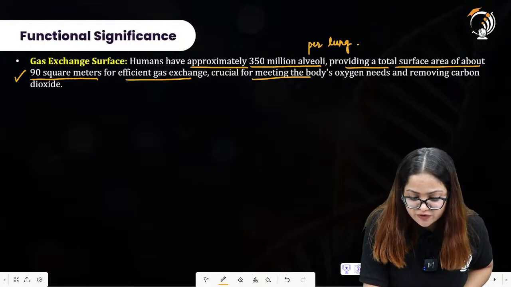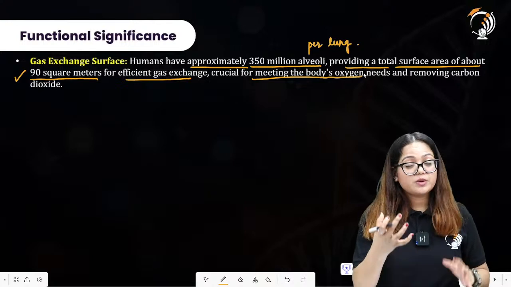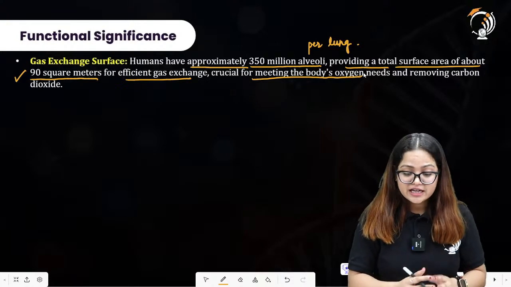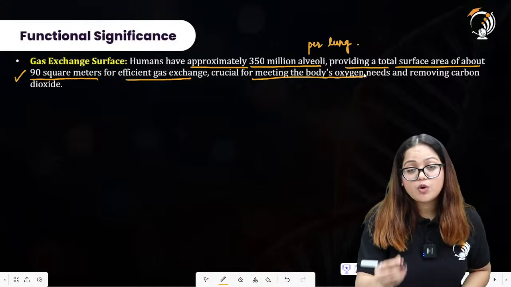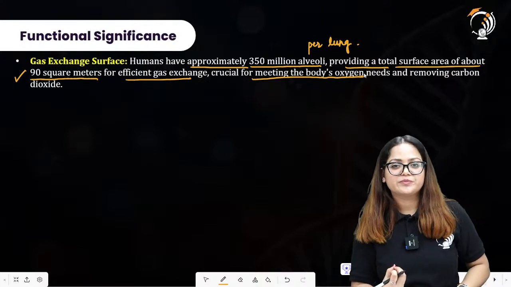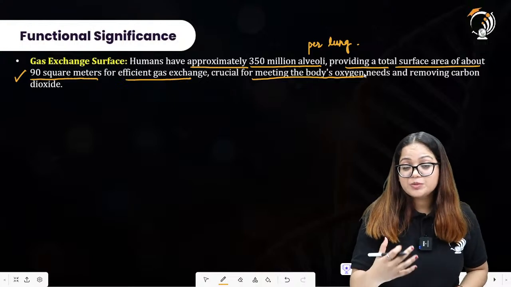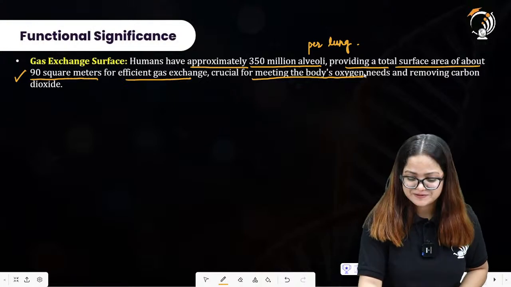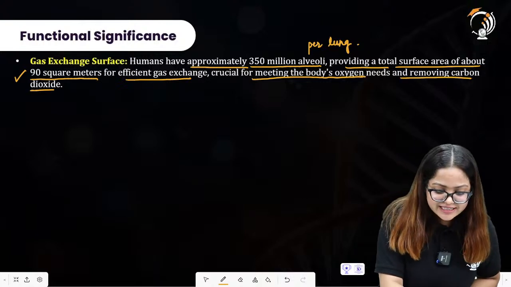It is crucial for meeting the body's oxygen demand, because our body's oxygen demand is very high, and in order to get that fulfilled, our body needs a lot of oxygen continuously entering into it. That's why we need that 90 square meter area from our alveolar sacs, and for removing the carbon dioxide as well.